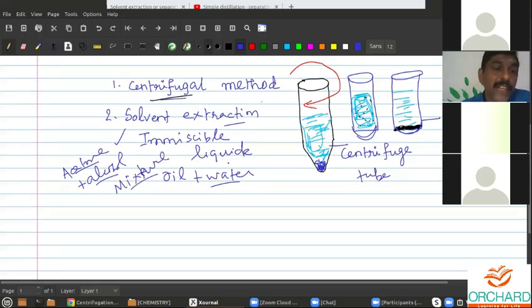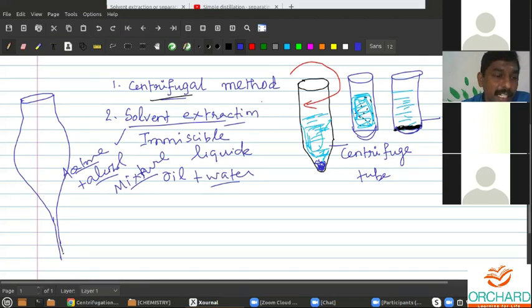Then you can use the solvent extraction method, where you have a solution in a flask. You have to keep the solution in a flask, and you have a stopper here. You have to add both the solutions here, which are not soluble in one another. Two different liquids are there, and first you have to separate liquid one and liquid two.